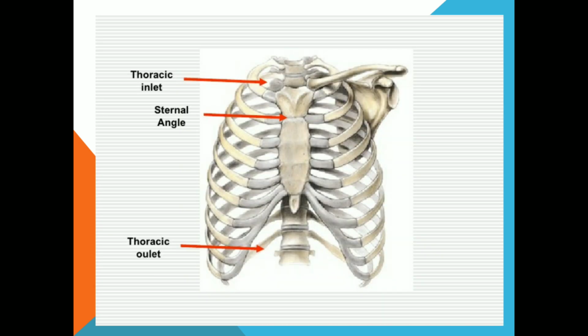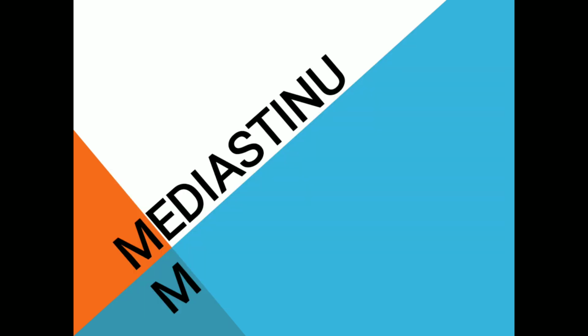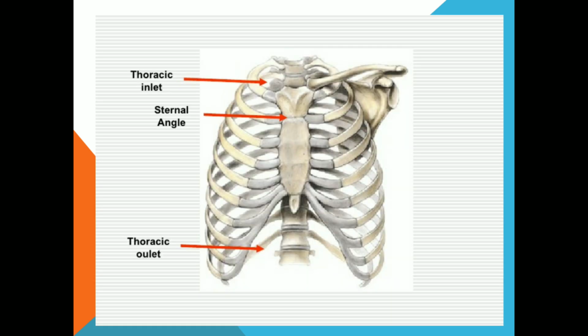In this figure you can see the thorax region. There are bones forming the thorax region. In the center you can see the sternum. On either side you can see the ribs. The ribs and the sternum protect the organs of the thoracic region. The heart and lungs are all protected by the bones of the thorax region.